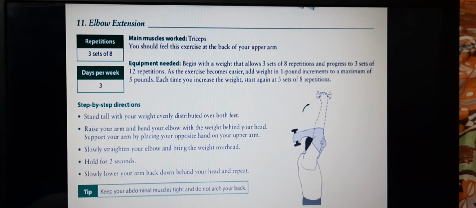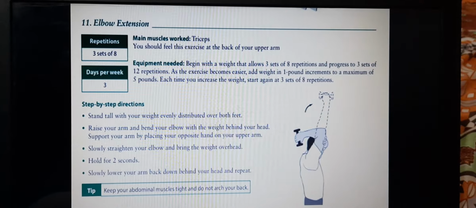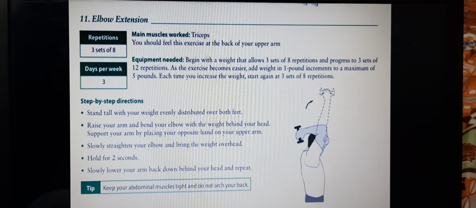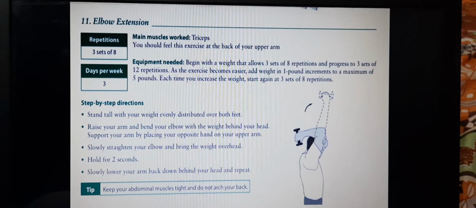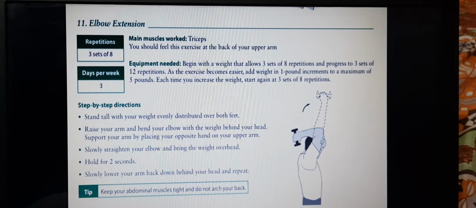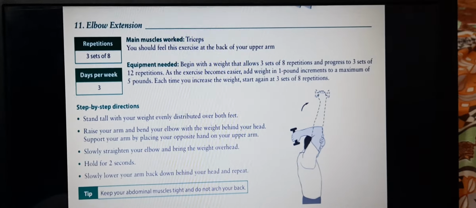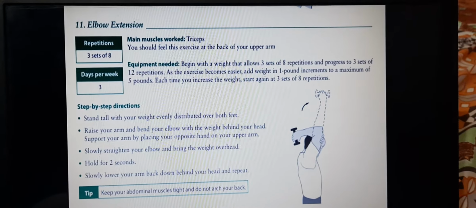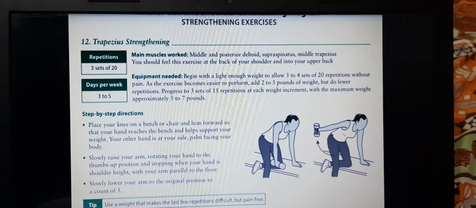Elbow extension. Main muscle involved: triceps. You should feel this exercise at the back of your upper arm. Equipment needed: begin with a weight that allows 3 sets of 8 repetitions and progress to 3 sets of 12 repetitions. As the exercise becomes easier, add weight in 1 pound increments to a maximum of 5 pounds. Each time you increase the weight, start again at 3 sets of 8 repetitions. Repetition 3 sets of 8, days per week 3.